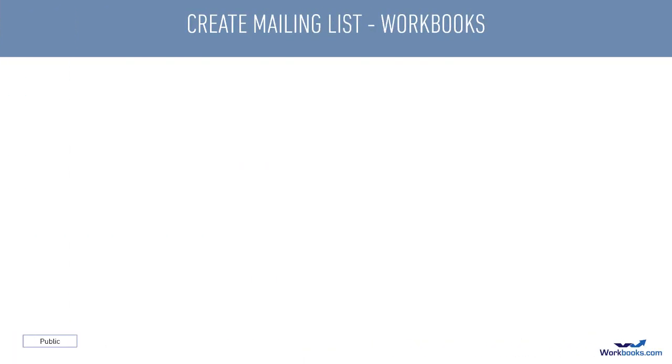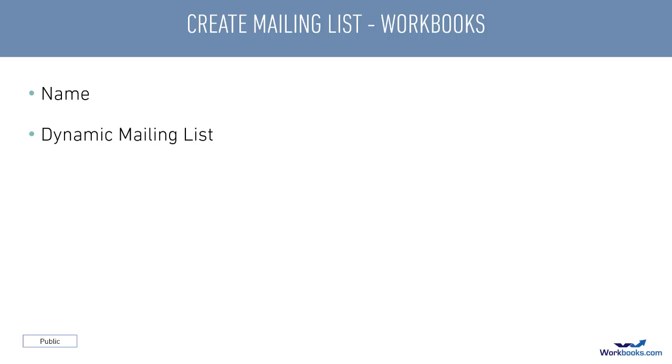Now that we've got our report, the next step is to create a mailing list in Workbooks and add all the people and leads from the report onto that mailing list. You can call your mailing list whatever you want to, but remember that when you go into Gator and create your data sync, that has to have the same name as the mailing list.